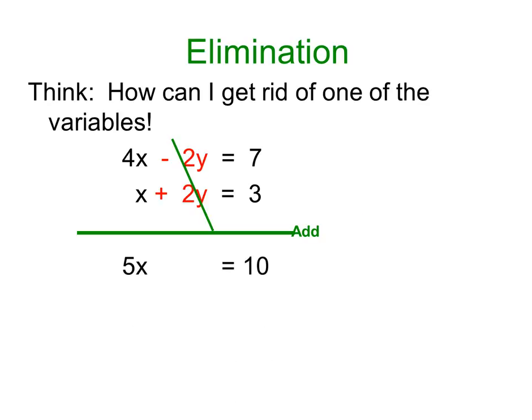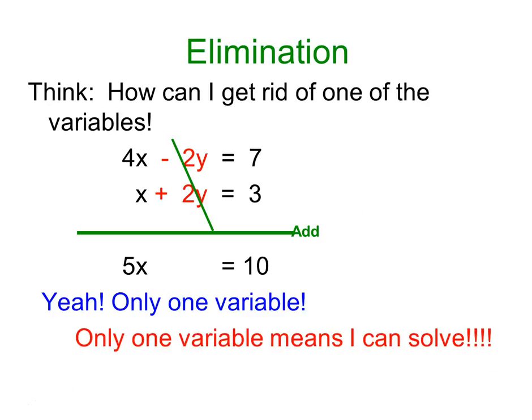So what do I have left? I have 5x equals 10. Well, I know how to do that. If I divide both sides by 5, I get x equals 2. I only have one variable. One of them was eliminated, so I'm in good shape. I can solve it. X equals 2.